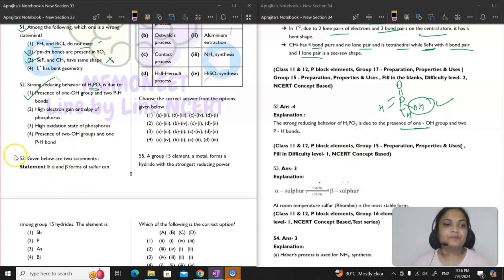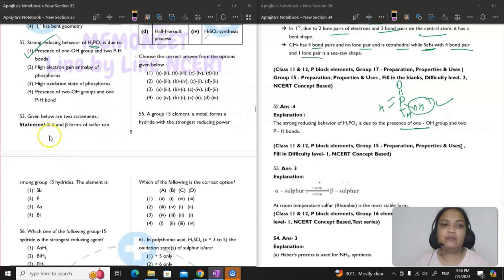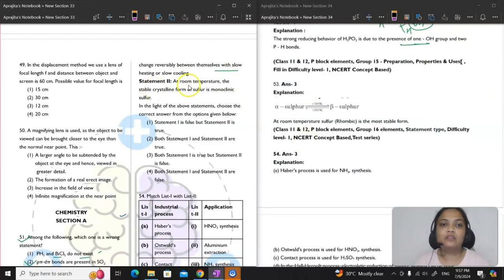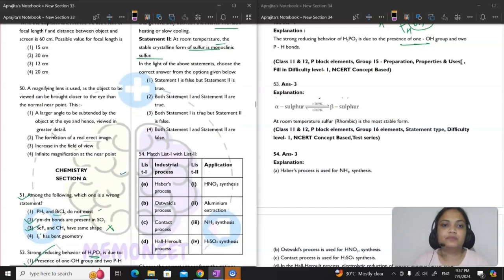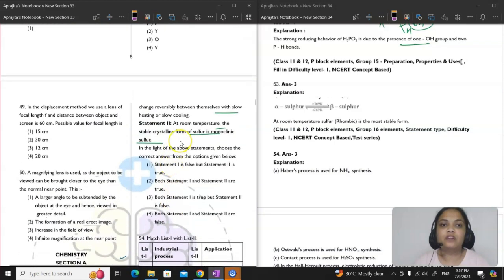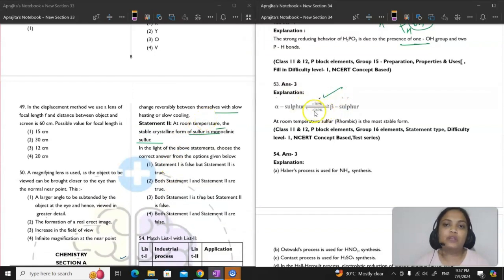Next. Given below are two statements. Statement 1 says alpha and beta forms of sulfur can change reversibly between themselves with slow heating or slow cooling. And statement 2 is at room temperature the stable crystalline form of sulfur is monoclinic sulfur. So yes students, in this question, alpha and beta forms of sulfur can change reversibly with slow heating or slow cooling. Yes, they can interconvert to each other.